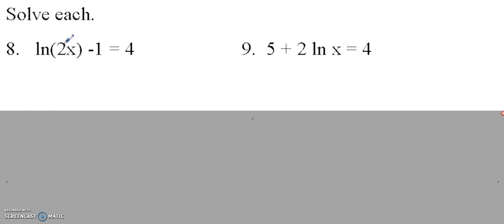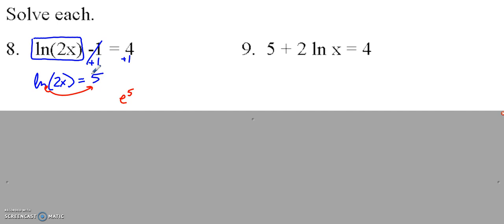So natural log of 2x minus 1 equals 4. So my first step is to get this log by itself. So I'm going to add 1. Natural log of 2x equals 5. Then I take this and I convert it. So instead of natural log 2x equals 5, I'm going to put my base here, which in this case is e. And I'm going to write this e to the 5th equals 2x.